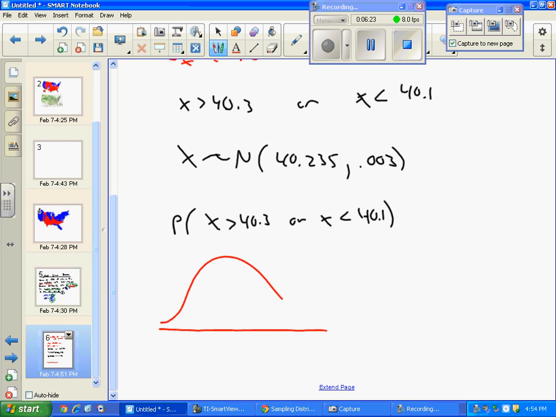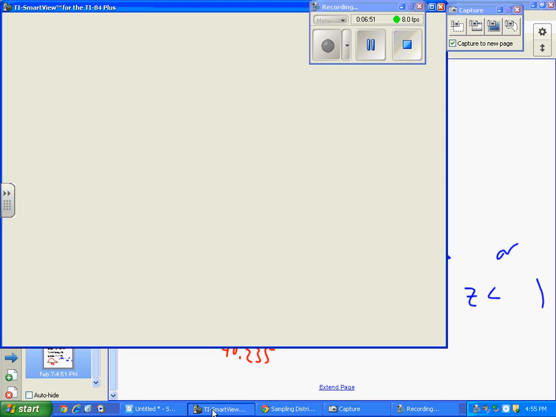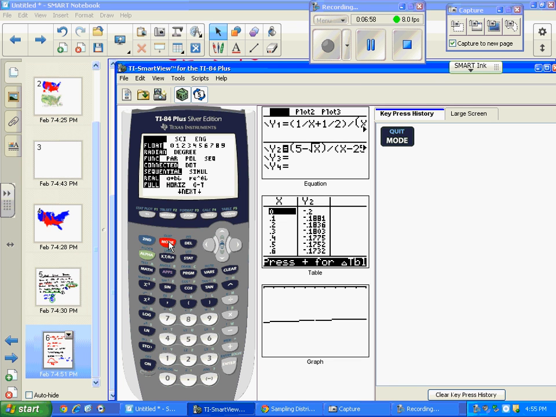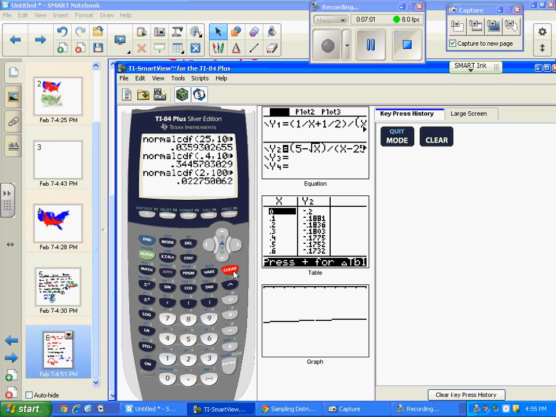So here we go. Here's the normal distribution with the mean of 40.235 in the middle. Now, let's try and get z-scores for these numbers. I'd like to change this probability to something like this: the probability that z is greater than something or z is less than something. That would be ideal. So let's try and do that. Let's go back to the calculator. We'll quit out of this, go to the home screen and clear. Okay, and here we go.